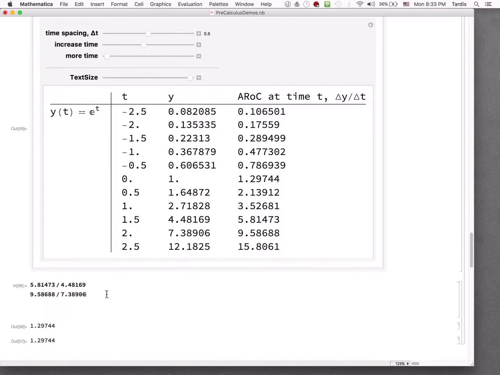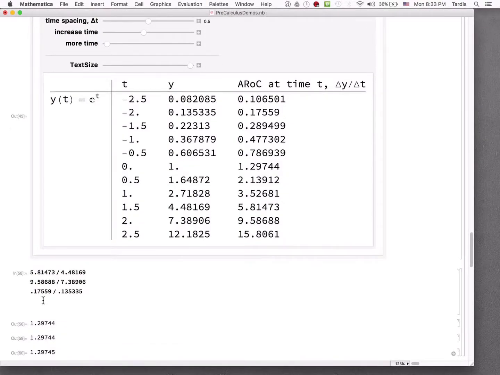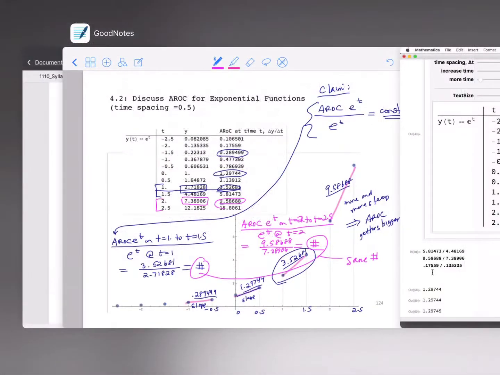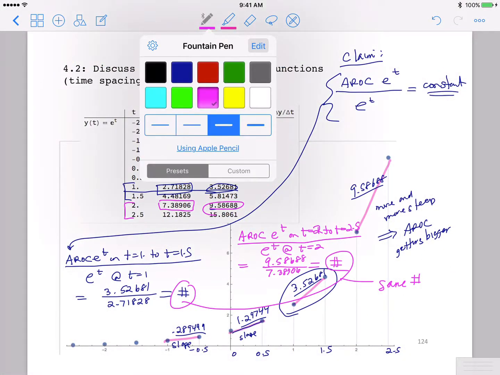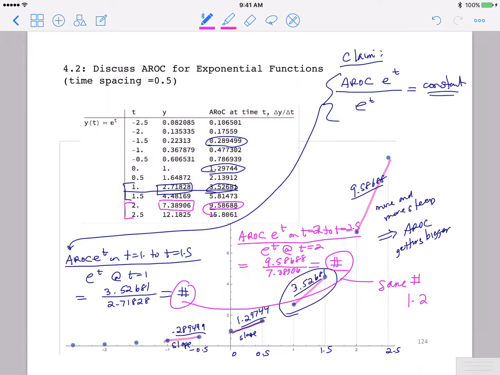This will happen, that you get a constant, if you choose any two of these values. Say 0.7, okay, I'll do this one more time just to see if it's more believable: 1.17559, and then divide that by 0.135335, and you also get 1.29744, the same constant. So that was the number you get, the same number, 1.29744 or something like that.